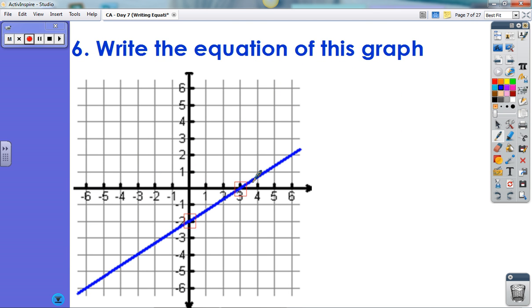Again, I've highlighted 2 good points here. The coordinates are 3, 0 and 0, negative 2. But instead of plugging that into the slope formula, I'm just going to count. My slope is up 1, 2, and over 1, 2, 3. So my slope was up 2 over 3, rise over run. So I have y equals 2/3 x, and then my y-intercept is negative 2, so minus 2.